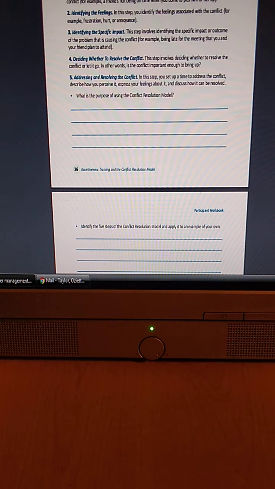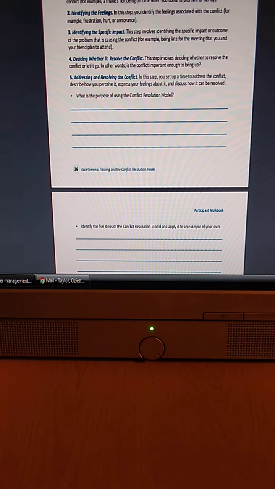Identifying the feelings. Well, identify the feelings that are associated with the conflict. For example, are you frustrated, hurt, or annoyed by that situation, whatever it could be?